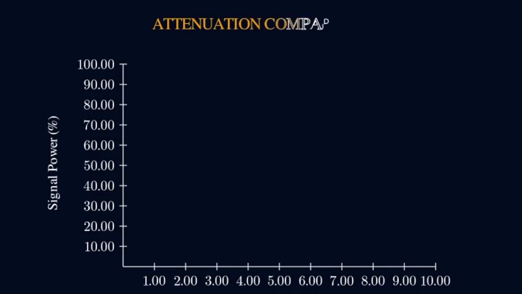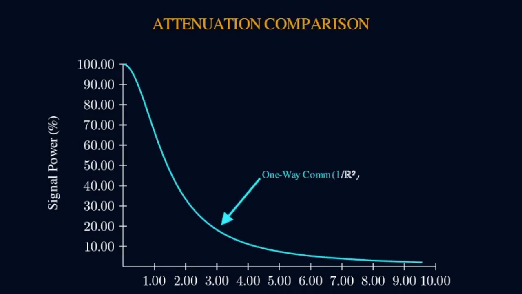Let's visualize the attenuation. One-way communication, like a radio, drops by 1 over r squared. But look at the radar return in pink. It plummets by 1 over r to the 4th power. The energy loss is exponential and catastrophic as distance increases.